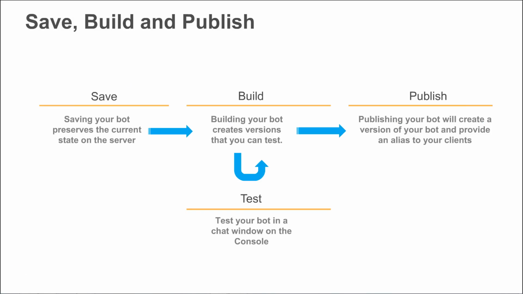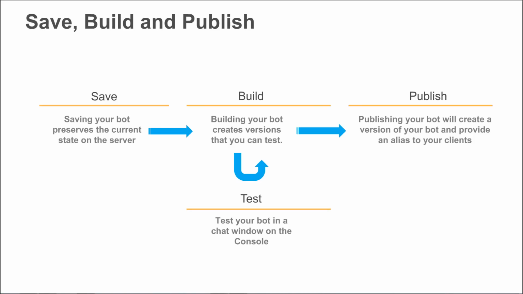Let's talk a little bit about the save, build, and publish. So we have the save functionality. Developers like to keep saving as they're working, so that they don't lose their work. But when you save, we are not creating new versions. We just save the state as is.